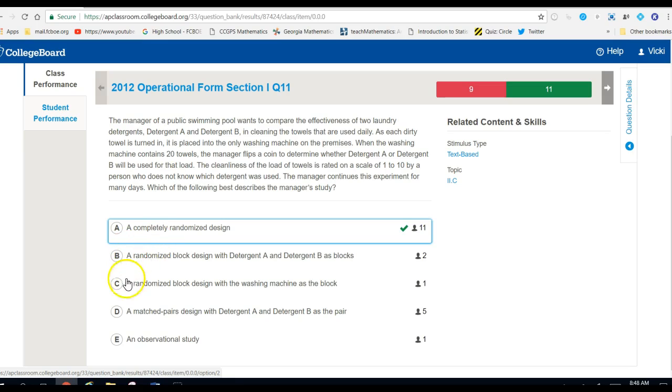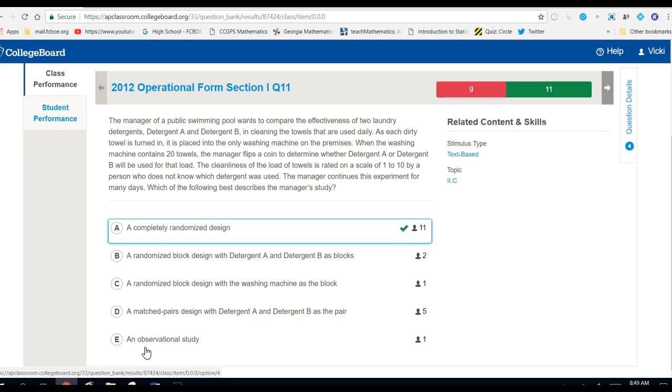If you read through choices B through E, you can see the problem with each of them. B, a randomized block design with detergent A and detergent B as blocks. Well, they aren't blocks, they're treatments. So that's the problem with B. C, a randomized block design with the washing machine as the block. Again, the washing machine is the experimental unit here. D, a matched pair design with detergent A and detergent B as the pair. Well, remember that a matched pair is really just a block. So again, detergent A and detergent B are the treatments. They are not the matched pair, obviously. And E, an observational study, is wrong because a treatment was imposed.